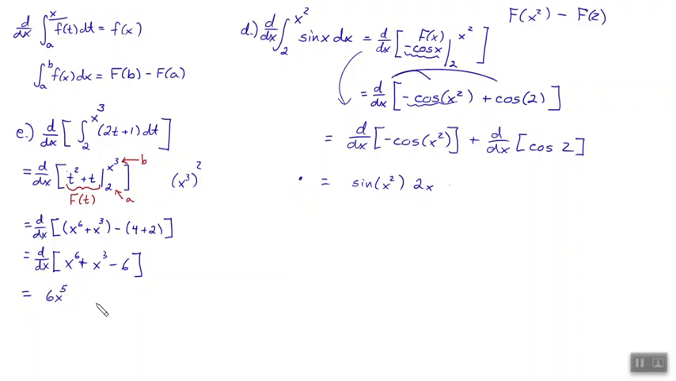6x to the 5th. Plus, what's the derivative of x cubed? 3x squared. And then I'm just going to say minus 0 because the derivative is gone. Now, you might not be able to see the exact shortcut yet, but let's clean this up a tiny bit. What could you factor out of these things?